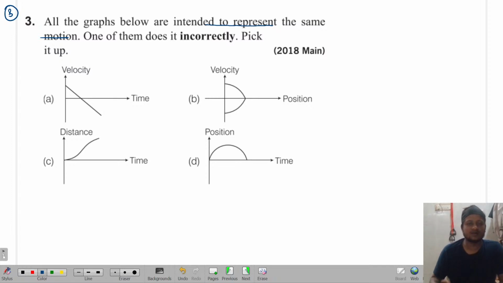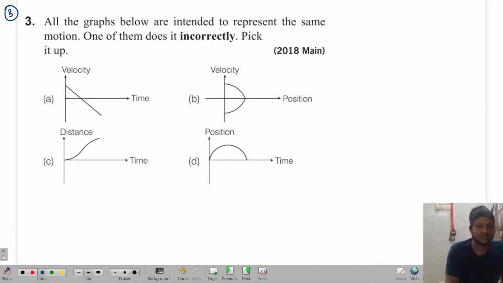All of the graphs are intended to represent the same motion. All of the graphs are representing the same motion. One of them is doing it incorrectly. You have to tell which one. So look over here. Try to see this.